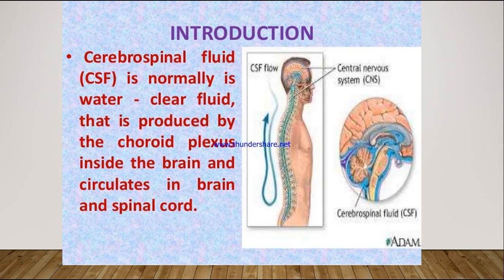CSF is the full form of cerebrospinal fluid. Normally it is a clear watery fluid. It is produced by the choroid plexus, which is present inside the brain, and it circulates in the brain and the spinal cord. So that is the CSF.